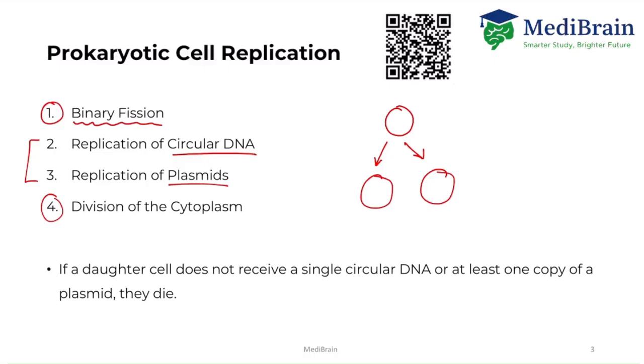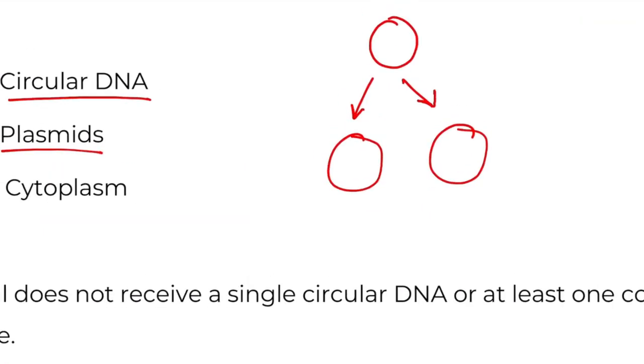Okay, now when we form these daughter cells, if a daughter cell doesn't receive circular DNA, if it doesn't receive at least one plasmid, then the daughter cell will die. So if the first daughter cell doesn't receive a plasmid or a piece of circular DNA, then this daughter cell will literally die. And same goes over here. If the second daughter cell doesn't receive a plasmid or circular DNA, then this will die.